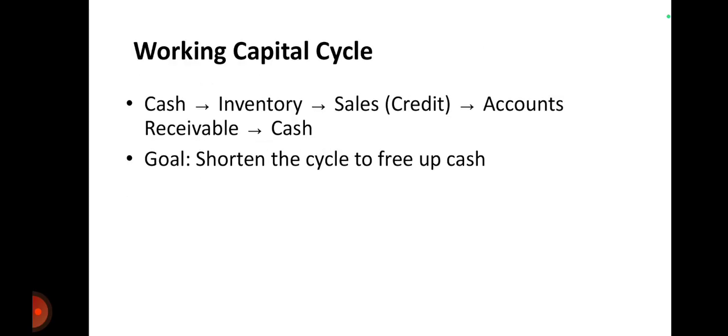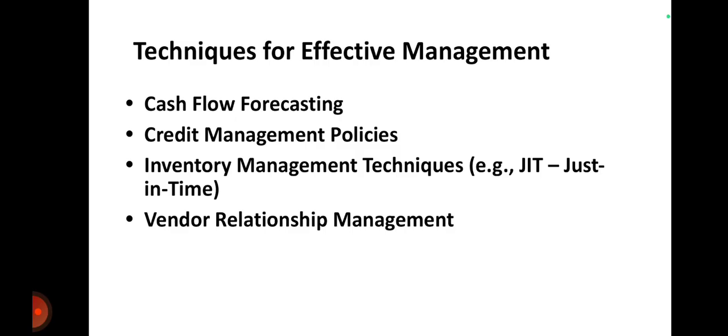This is the working capital cycle. First is cash. We use cash for purchasing inventory, meaning stock. Then comes sales; we sell to credit debtors. We collect money from them, which is called accounts receivable, and again get cash. So the working capital cycle starts from cash and ends in cash. We shorten the cycle to free up cash. Most companies have a two to three month working capital cycle to convert their cash into cash.